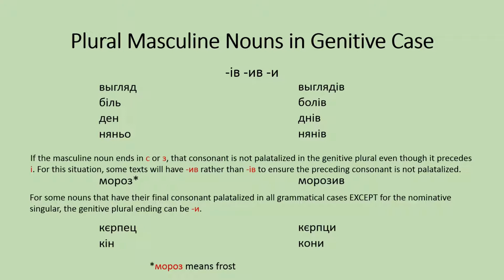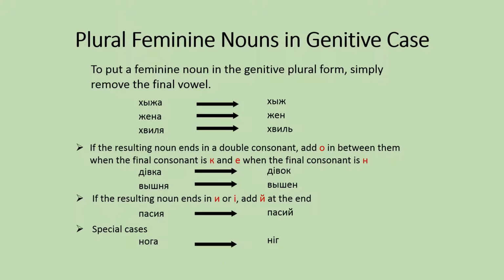For some nouns that have their final consonant palatalized in all grammatical cases, except for the nominative singular, the genitive plural ending can also be I. For example, kierpec becomes kierpce. Kin becomes kone.